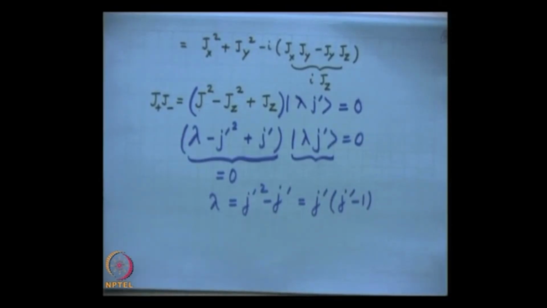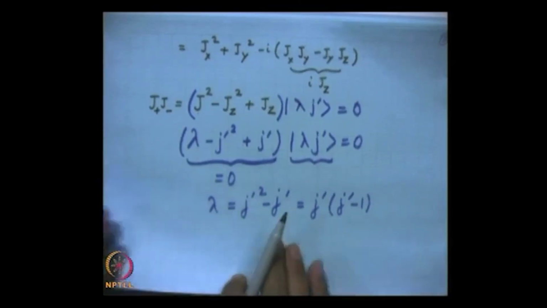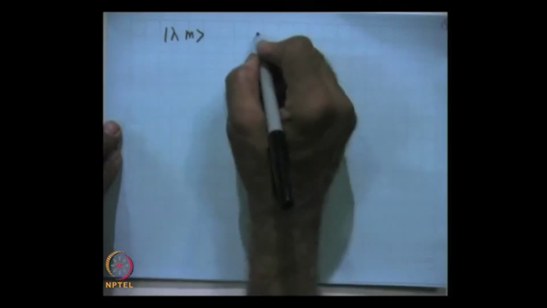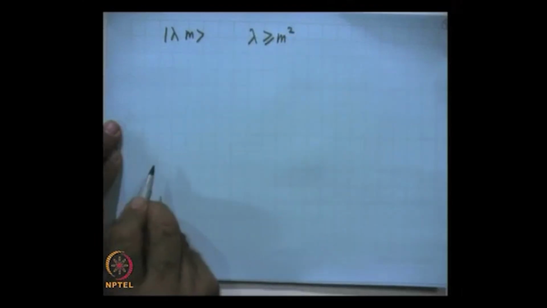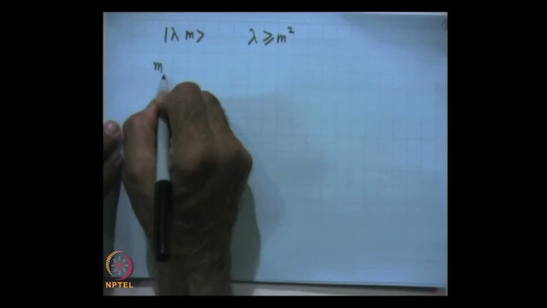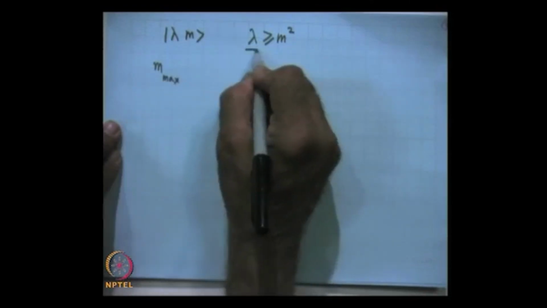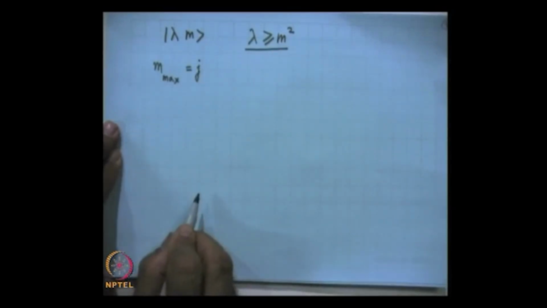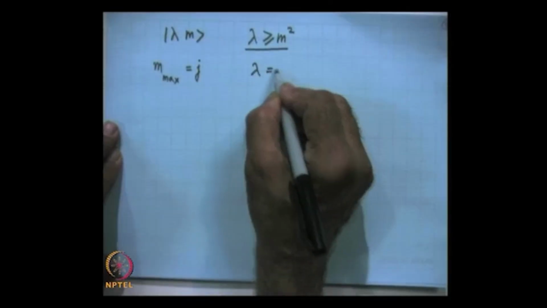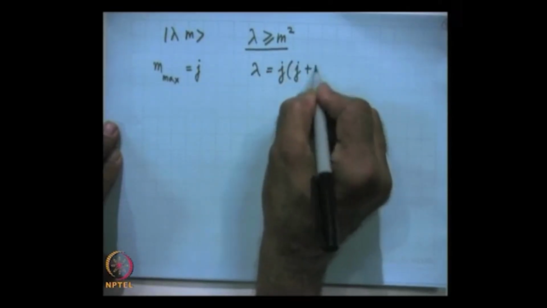So please remember two things. Ket lambda m is a simultaneous eigenket of j square and j z. m is the eigenvalue of j z and lambda is the eigenvalue of j square. First, we derived that lambda must be greater than or equal to m square. Then we said what is the maximum value. Because of this inequality, the maximum value of m is j, and then we had found that lambda must be equal to j into j plus 1.